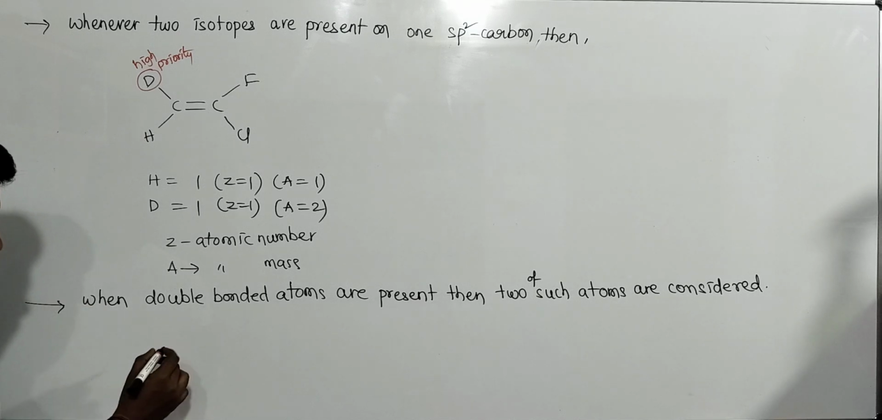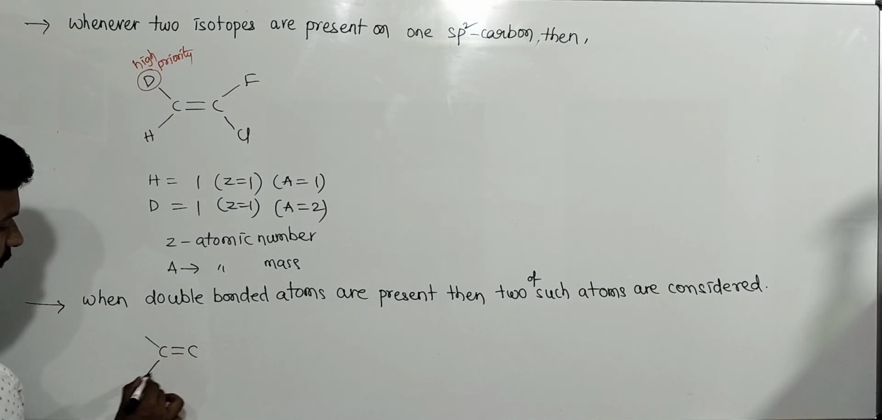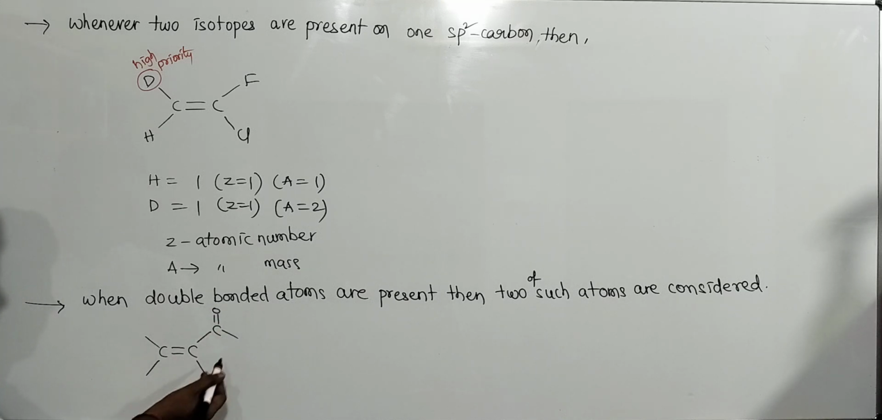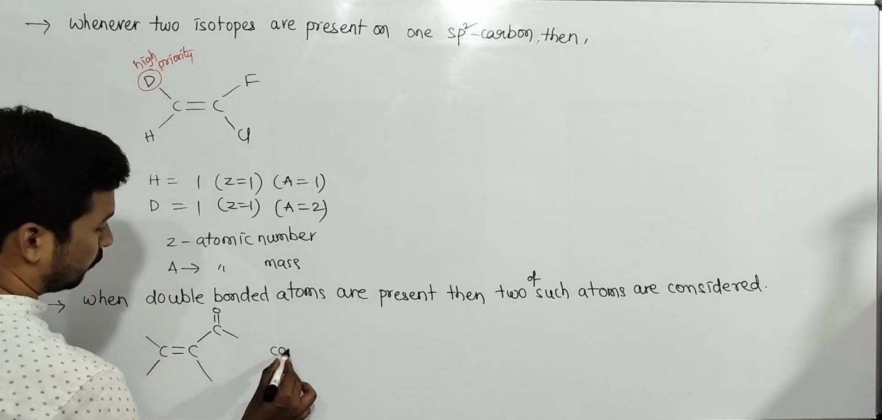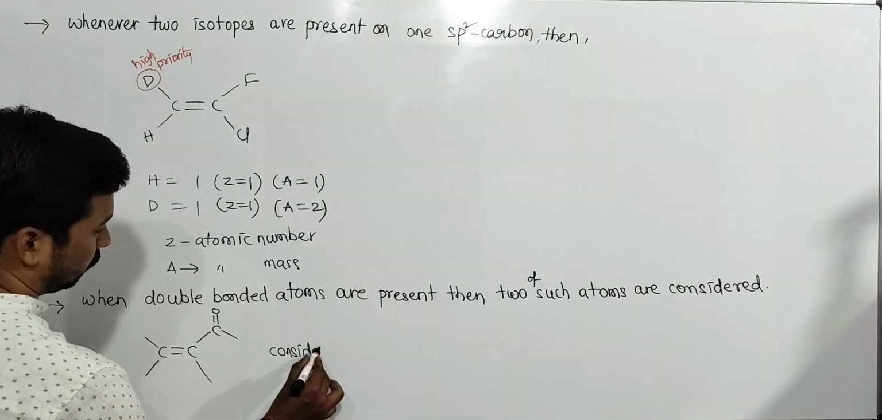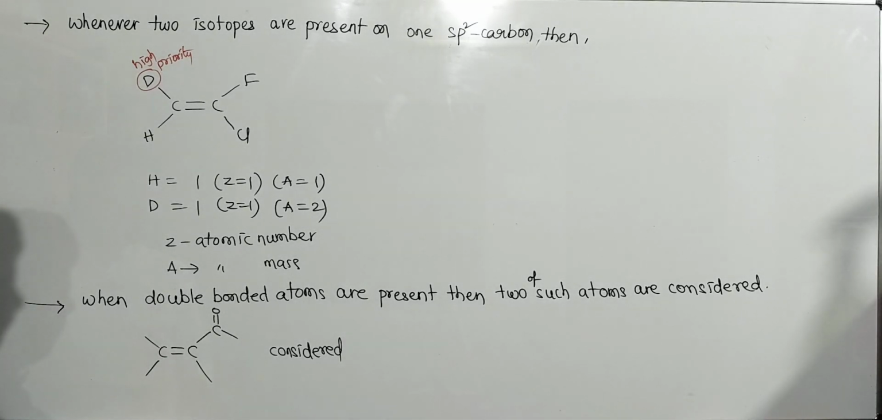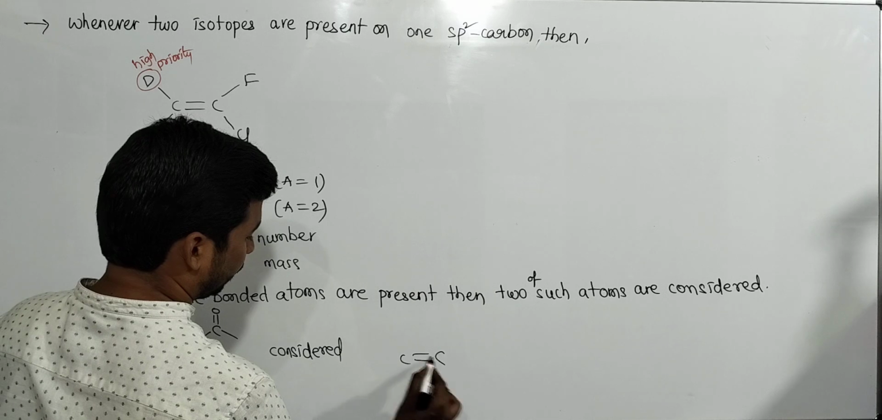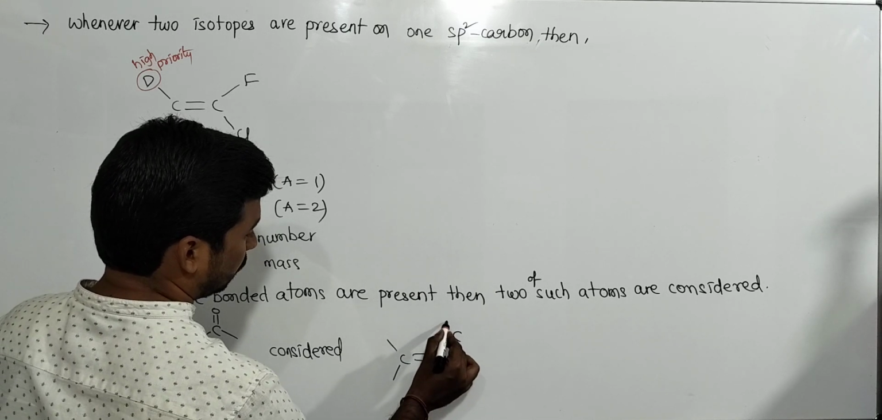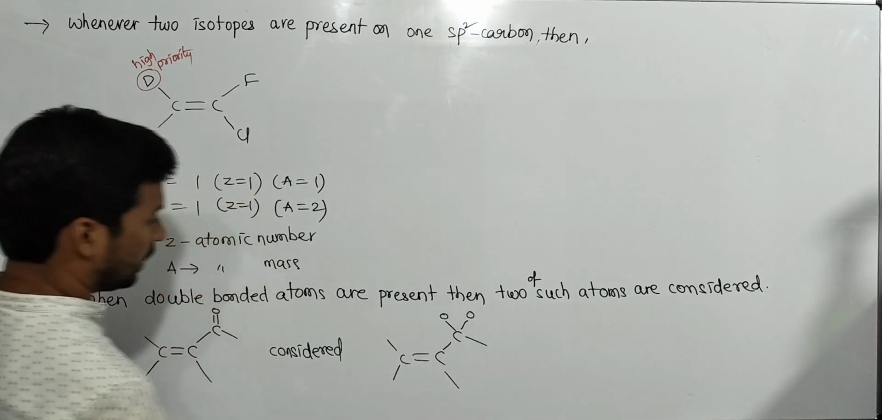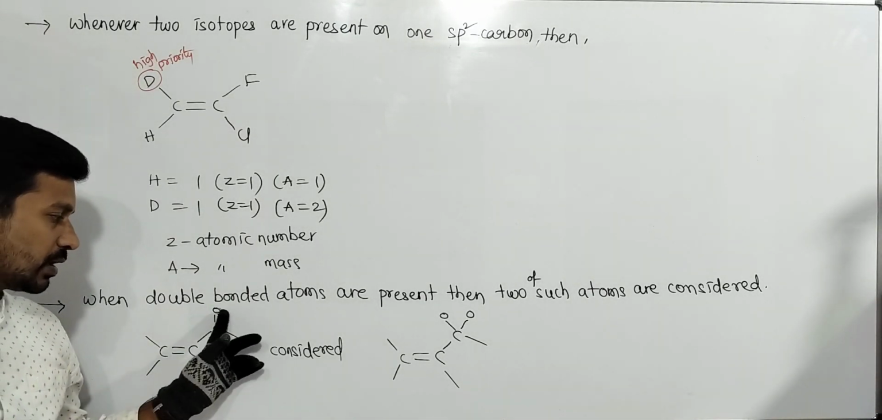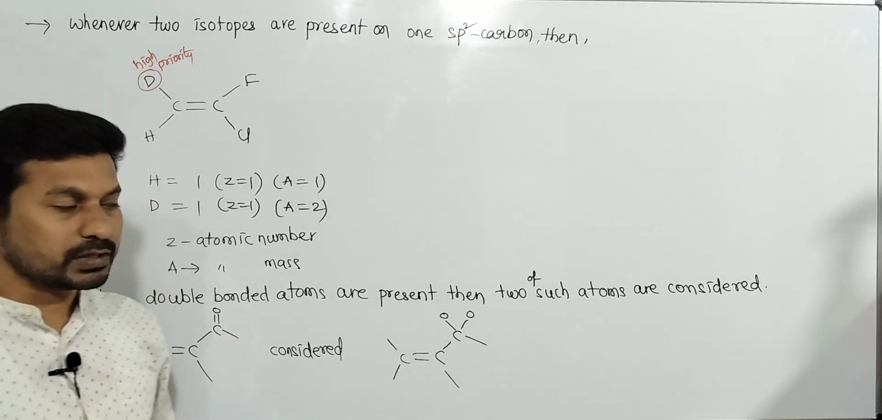For example, in a double bonded system, if one group is like this, C double bond O, then it is considered as carbon with two oxygen atoms. Whenever double bonded atoms are present, here oxygen is the double bonded atom, then two of such atoms are considered.